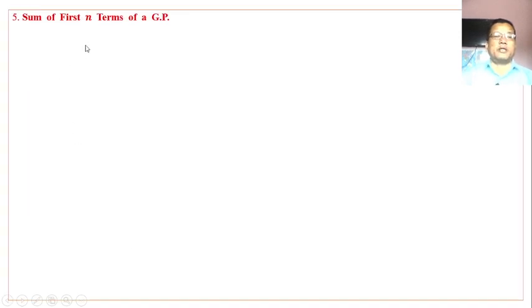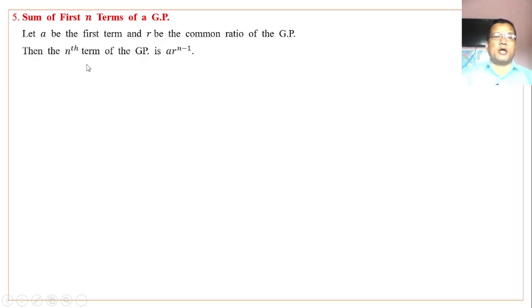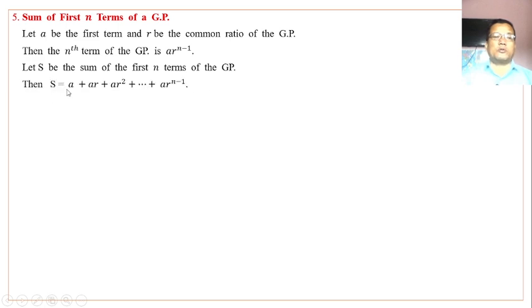Sum of first n terms of a GP. Let a be the first term and r be the common ratio of the GP. Then the nth term of the GP is a times r to the power n minus 1. Let S be the sum of the first n terms of the GP. Then S equals first term plus second term plus third term plus, and so on, plus the nth term.